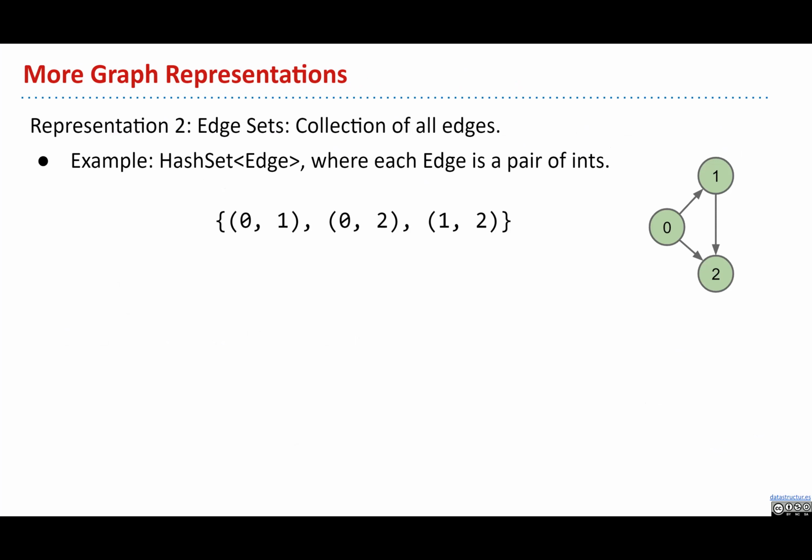You could create a set of edges. So we'll do a hash set of edges. And what's an edge? It's a pair of integers. In that case, this graph would be represented by these tuples: 0, 1, 0, 2, 1, 2. So it's kind of clean. Instead of representing this as a 3 by 3 matrix with a bunch of zeros, now we represent it as 3 pairs of integers.